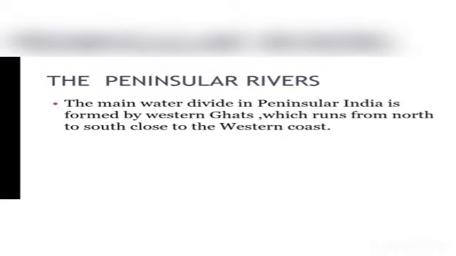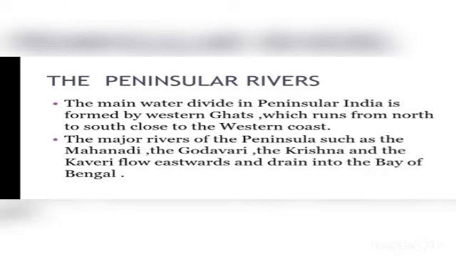Now let's discuss peninsular rivers. The main water divide in peninsular India is formed by the Western Ghats, which run from north to south close to the western coast. The major rivers of the peninsula are the Mahanadi, the Godavari, the Krishna and the Kaveri.